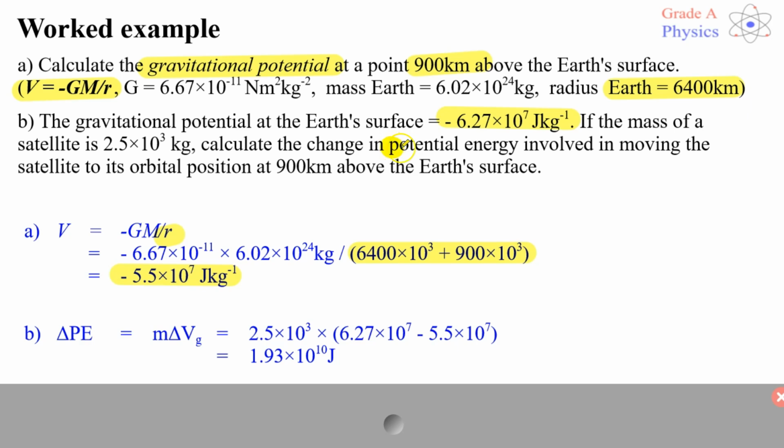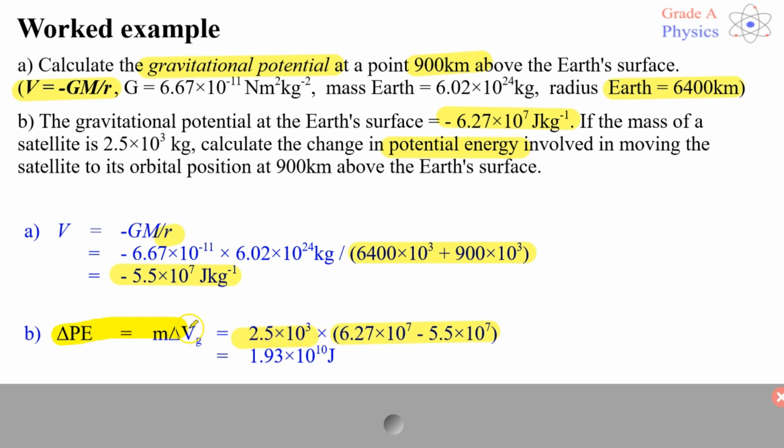So we're trying to find the change in potential energy as we move between these two positions. So all we need to do is to work out the difference between these two potentials. Now, we could take into account the negative values here, so it would be minus 5.5 minus 6.27, and they're both 10 to the 7. For simplicity, again, we could just disregard the negative value and just work out the difference between the two positive values, so the magnitude of the difference. So either way we do it, it is the difference. So 6.27 take away 5.5, 10 to the 7, then multiplied by the mass.